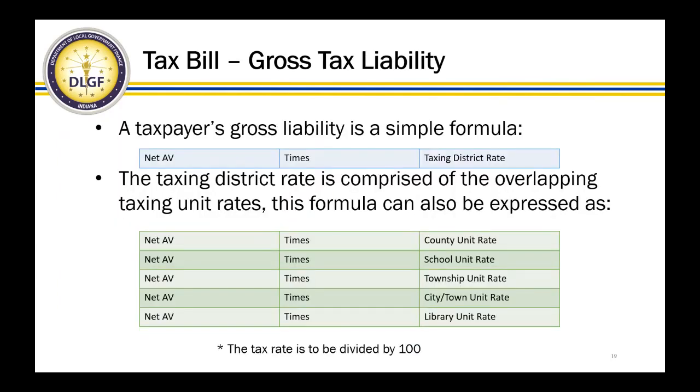Okay. Now, from there, in calculating the gross liability, we've determined what the net assessed value is. And what we're going to do is multiply that by the taxing district rate. But as we discussed earlier, whether we look at it as the top table there, multiplying the net AV times the taxing district rate, another way to present that would be multiplying the net AV times the county rate, times the school rate, times the township rate. So we can see how summing those tax rates together allows us to present a much more condensed, a much more concise version on the tax bill.